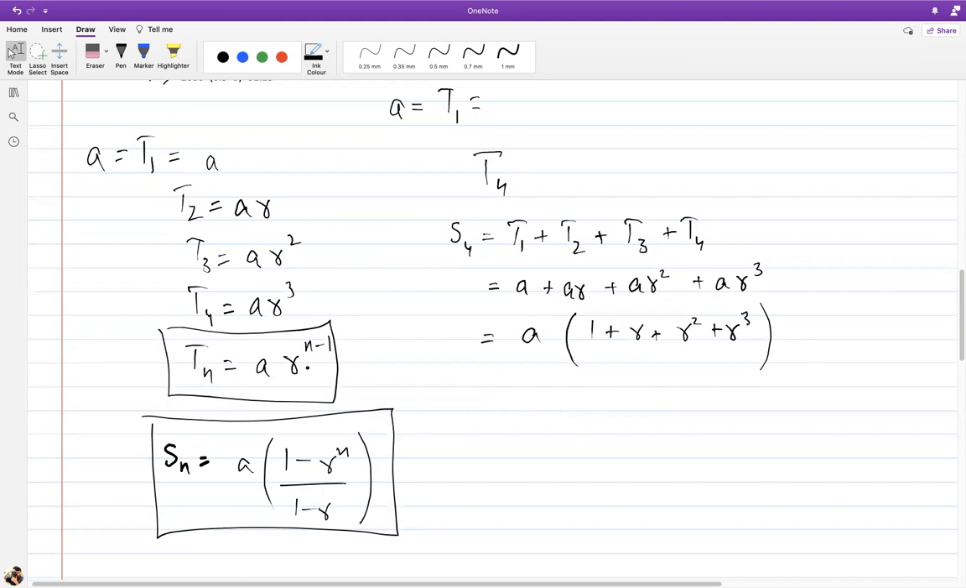a into r to the power n minus 1. Why are we doing that? Because a is your starting point and you're multiplying it 1 less than the term number times.